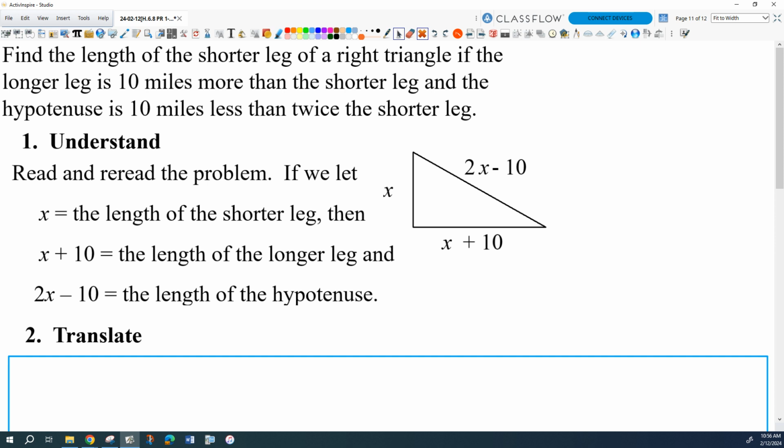2x minus 10 over x plus 10. Well, no. Okay, so keep in mind, anytime you see a right triangle, and we're relating the side lengths of a right triangle, what are we always going back to? Pythagorean theorem. So what's the Pythagorean theorem telling us then? X squared plus quantity x plus 10 squared equals quantity 2x minus 10 squared. There you go.